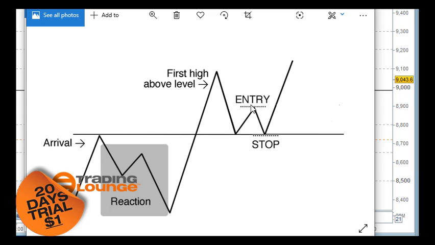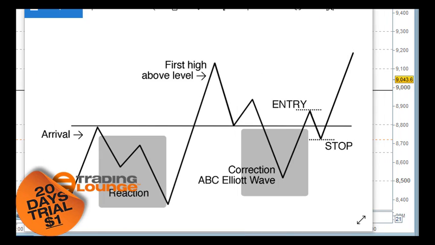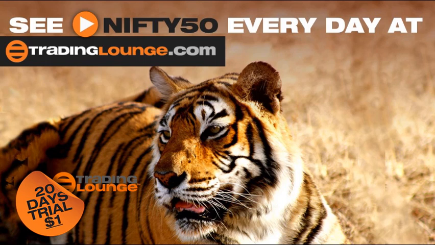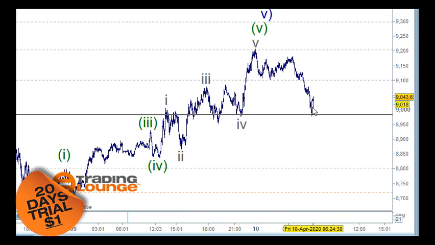So we can go long at the 9,100 area through here, even though it hasn't given us a clear signal. We know because it would be support on this level here, a little classic trading levels pattern. On this one here, the arrival would be over here, the arrival, the reaction, the first high above the level, little ABC pattern here, and then that would create the long trade at that point there.